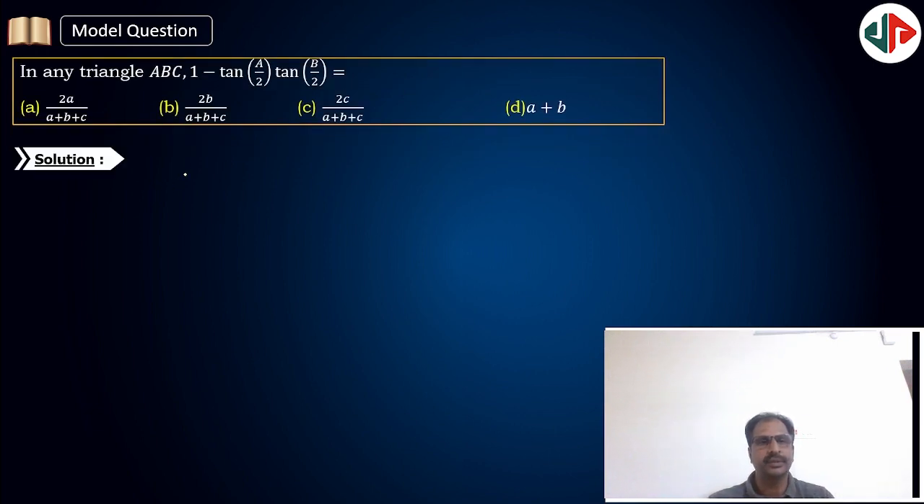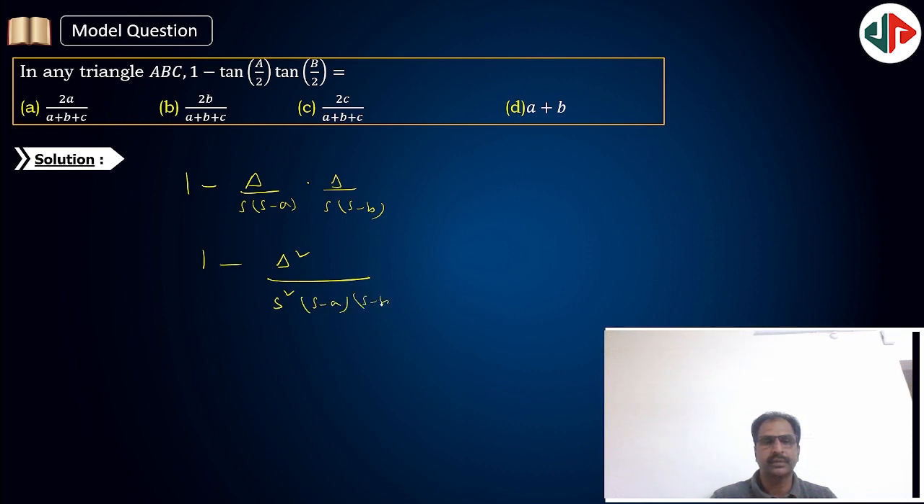In any triangle ABC, 1 minus tan A by 2 into tan B by 2. Tan A by 2 formula can be written as delta by s into (s minus a). Tan B by 2 is delta by s into (s minus b). Delta into delta, delta square by s square (s minus a). From Heron's formula, delta square is s into (s minus a) into (s minus b) into (s minus c), by s square (s minus a)(s minus b).